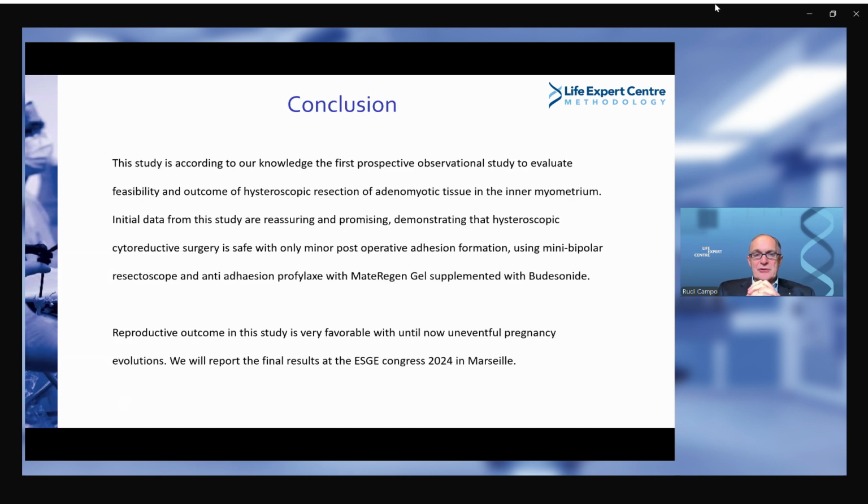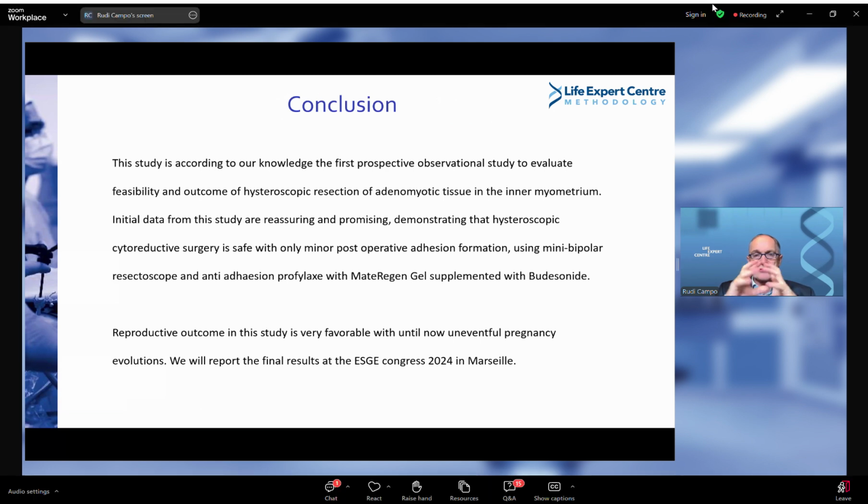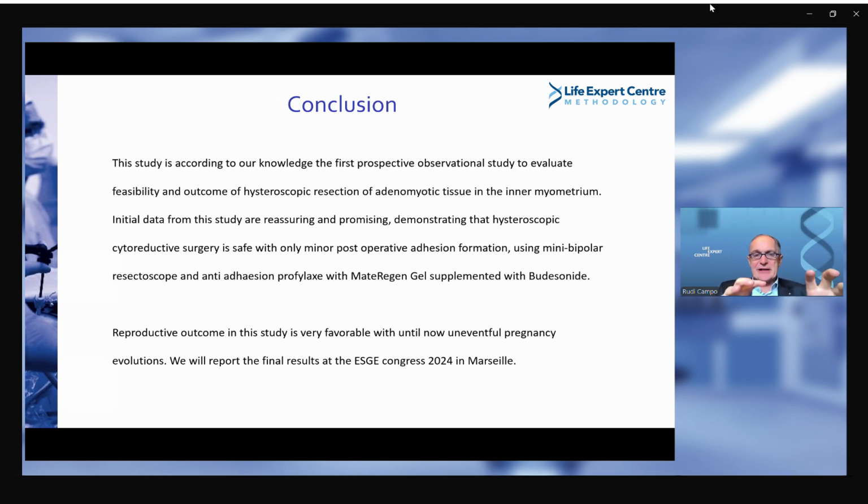This study, according to our knowledge, is the first prospective observational study to evaluate the feasibility and outcome of hysteroscopic resection of adenomyotic tissue in the inner myometrium. Those initial data, and we have another study which will be published very soon, will be sent to Fertility and Sterility Reviews and Vision in the next weeks.